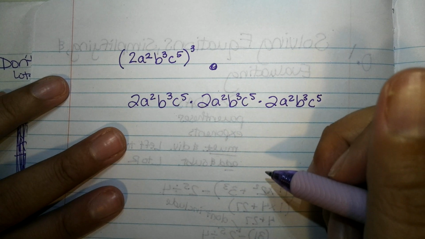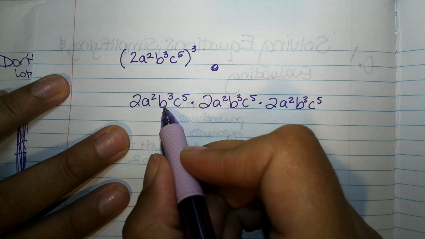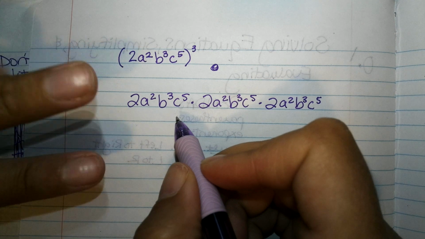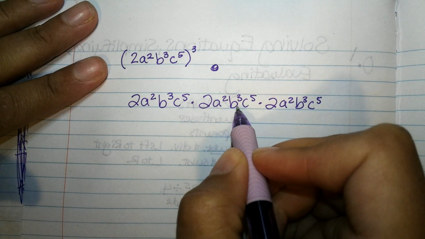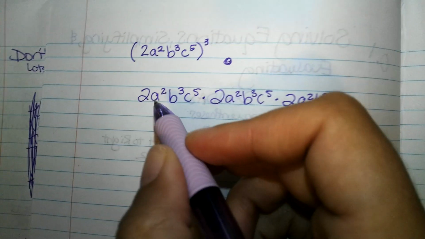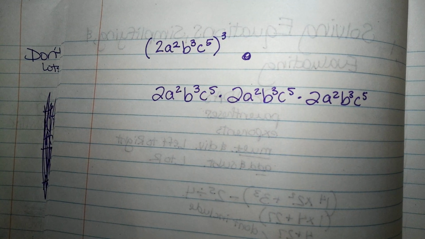Okay? Now, if you're really crazy, I could write a times a, b times b times b, c times c times c times c times c, times 2 times a times a times b times b times b. You get the idea. I could completely write that out in expanded form. All right? But I don't necessarily have to.